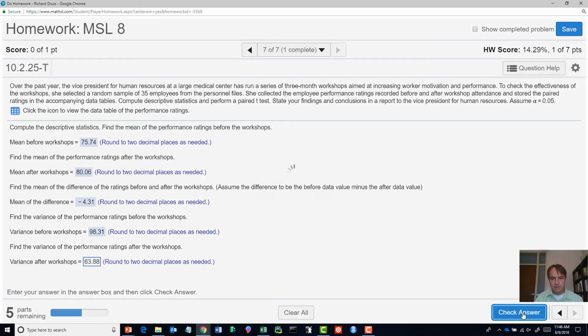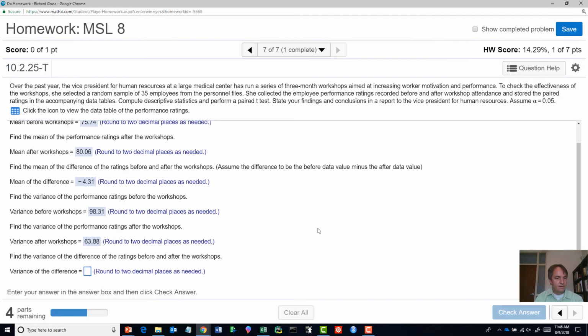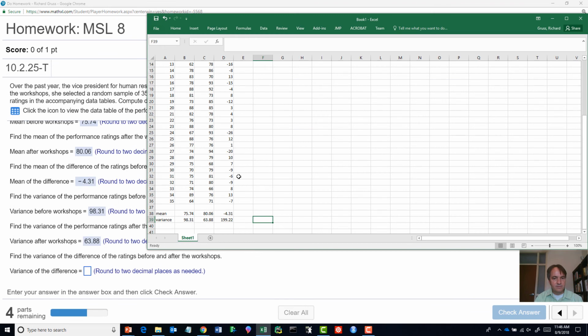Make sure it's right. And the variance of the difference. So what is the variance? It is 199.22.